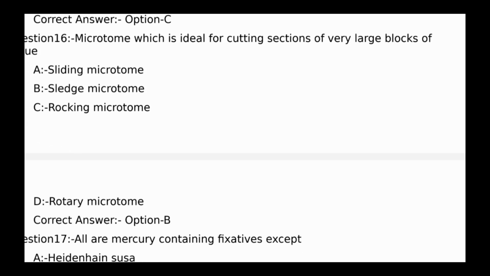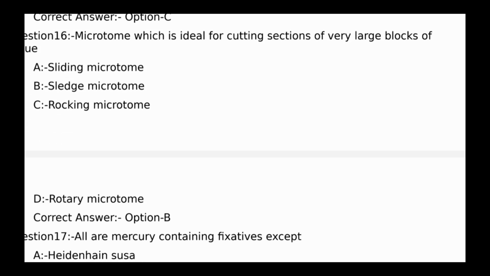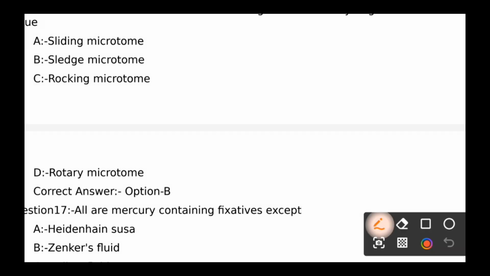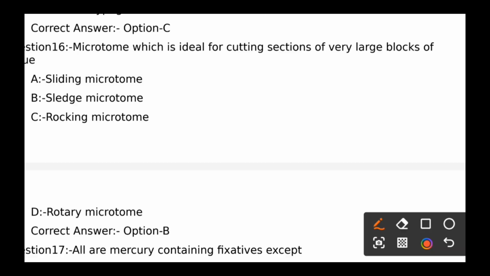Next question, microtome which is ideal for cutting sections of very large blocks of tissue. Here the right answer is option B, sledge microtome. Sledge microtome is used for cutting very large blocks.